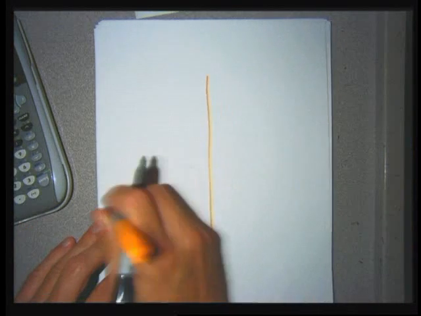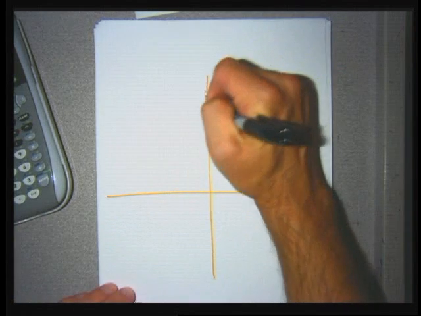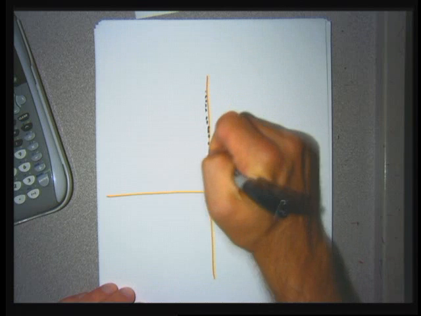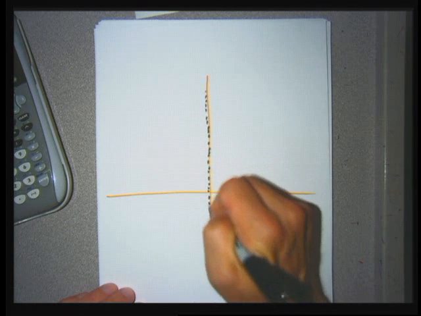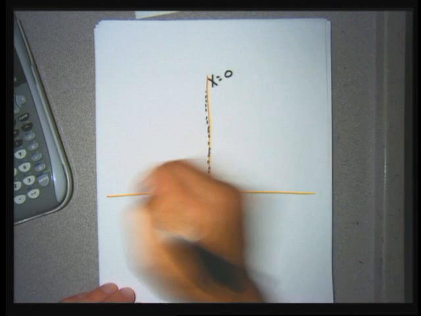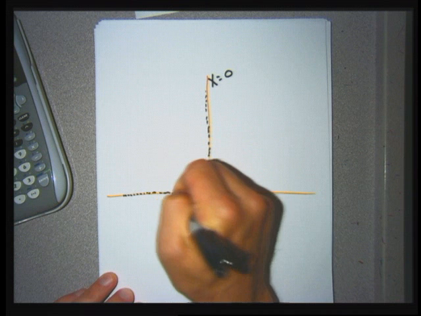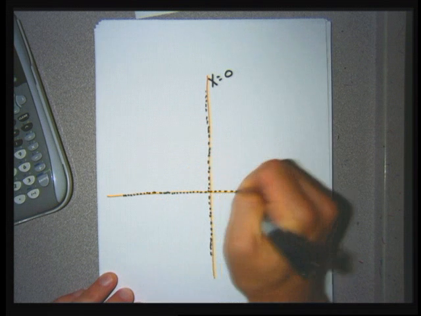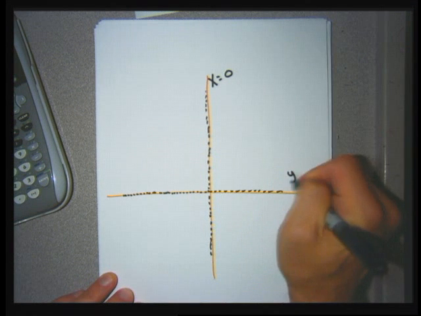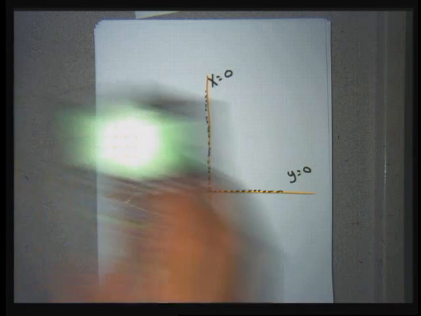the only features I can show are the equation x equals 0 and y equals 0. The x equals 0 is the equation of the y-axis. Y equals 0 is the equation of the x-axis. The graph doesn't have any x or y intercepts, so I'm not going to plot those.